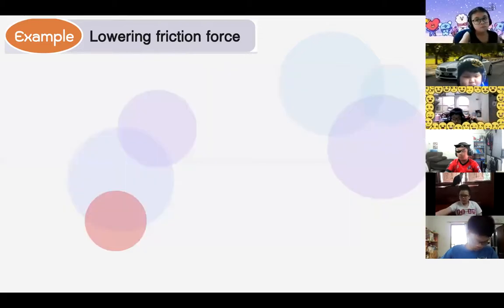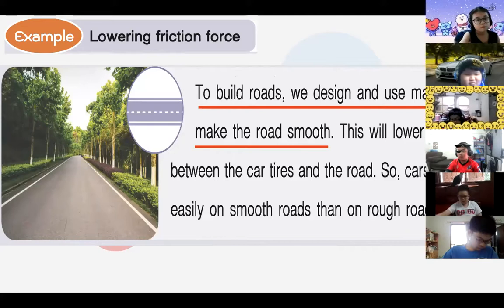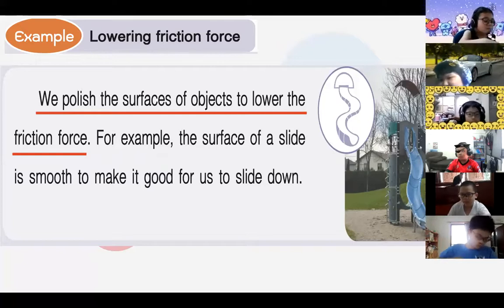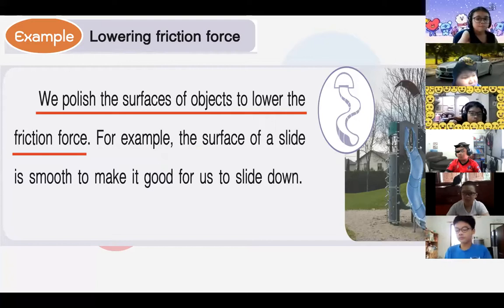The next one, when we build roads, we design them to make the rough roads smooth. Some roads are smooth and some become rough. So this is also a good example of lowering friction force. And the last one, the slide should be polished so that the friction force is lower and you will slide easier and faster.